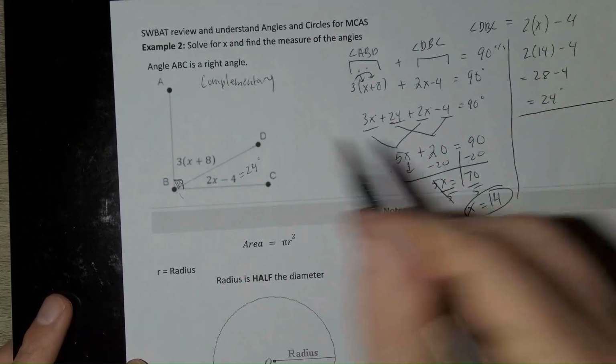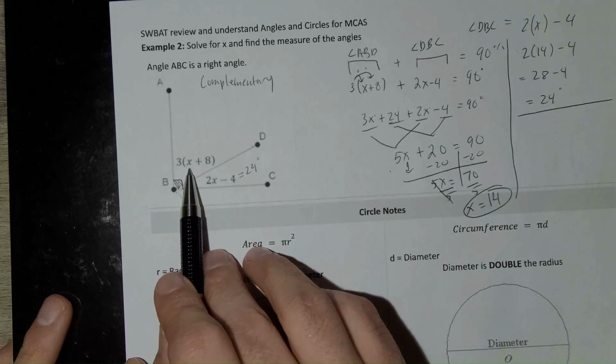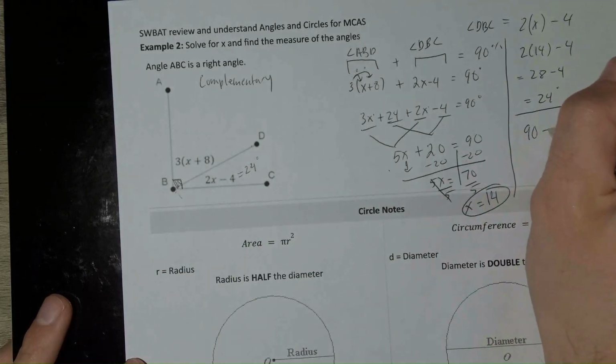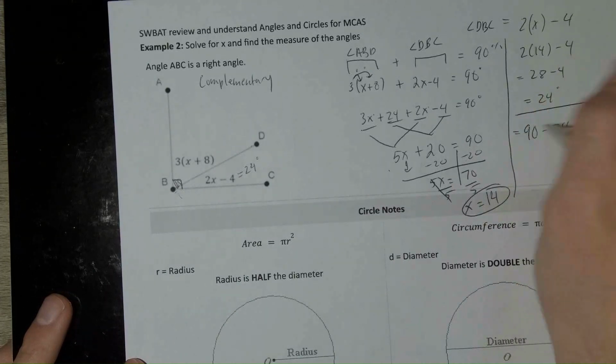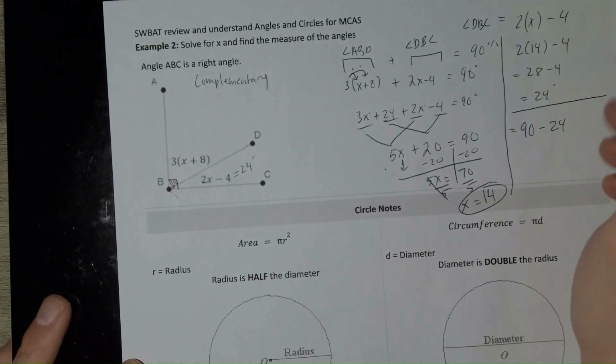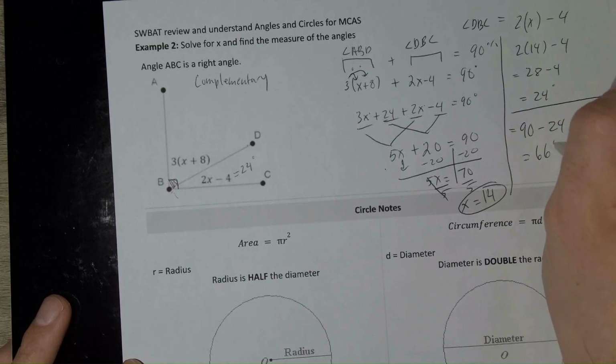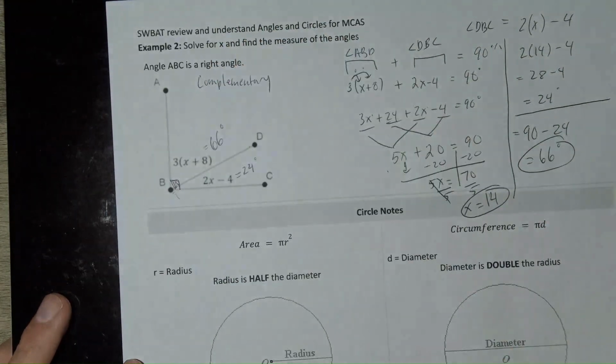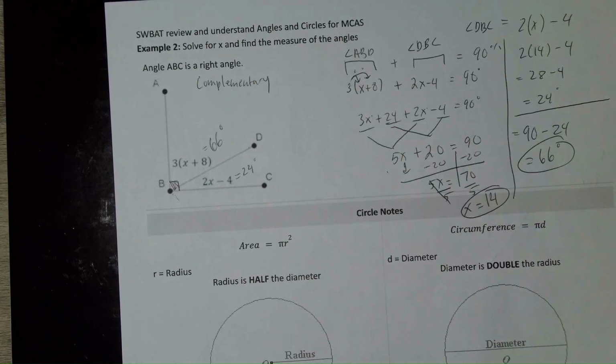And now I don't necessarily have to plug 14 in here for x. I can just do 90 minus 24. Why? Because they're complementary. And so when I do 90 minus 24, I just get 66 degrees. And you can double check this by doing 66 plus 24, and then you'd get the right answer.